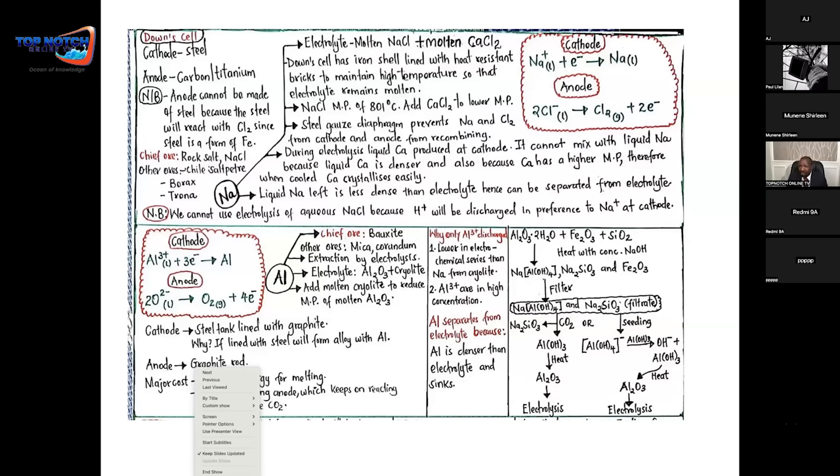For iron, it's also another one step. After you crush, add dilute nitric(V) acid, the filtrate, add what? Add sodium hydroxide or aqueous ammonia. Formation of a brown precipitate confirms presence of the metal.